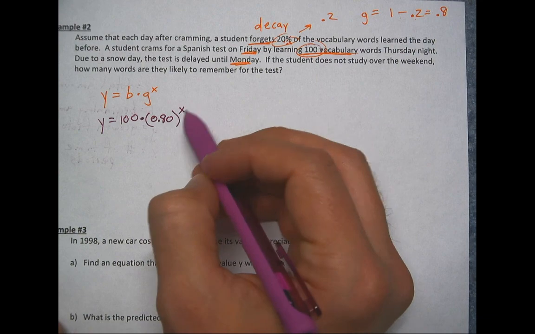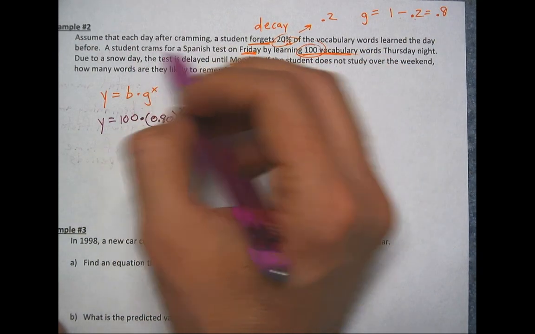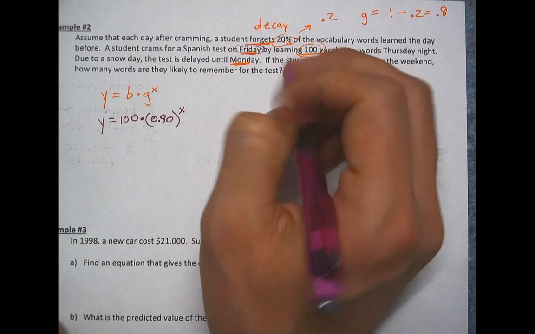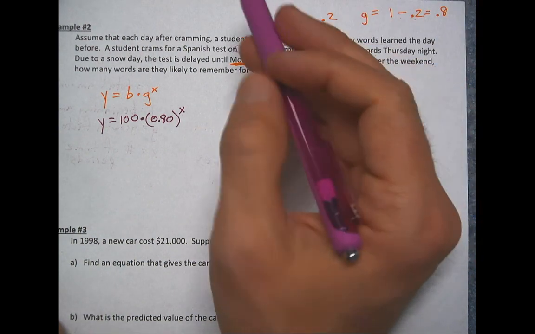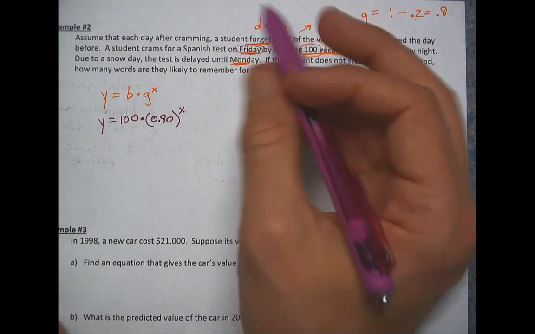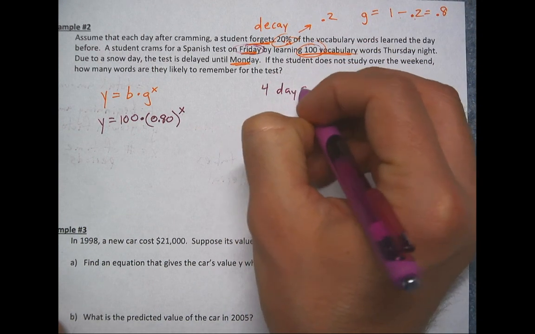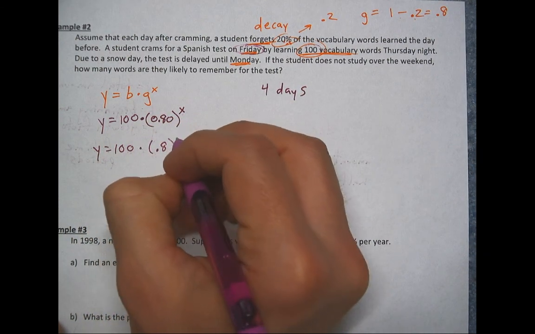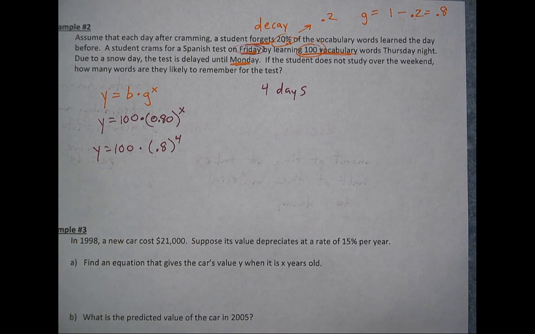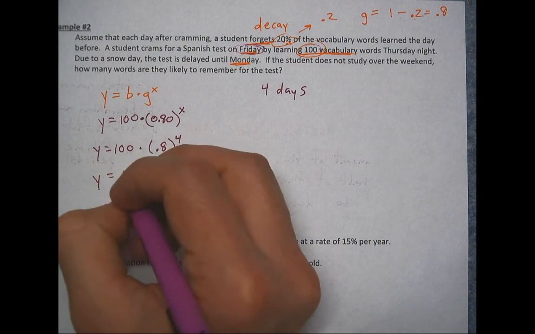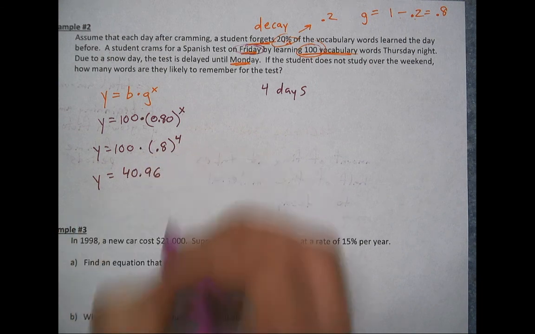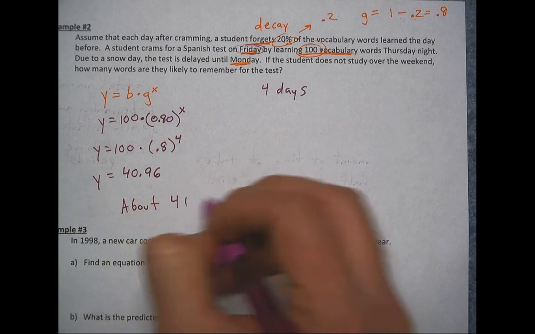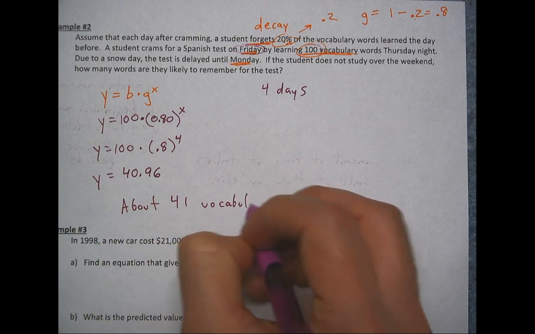Now in this specific one, what number are we going to plug in for time? So Thursday night they cramped. They were supposed to take the test Friday. They went all day Friday. They didn't take the test. That's one day. Saturday, Sunday, it's now Monday. So that's 4 days. And so we're going to plug in 4 here. So it's 100 times 0.8 raised to the 4th. Run that out and you're going to get 40.96. And so we're going to say about 41 vocabulary words.